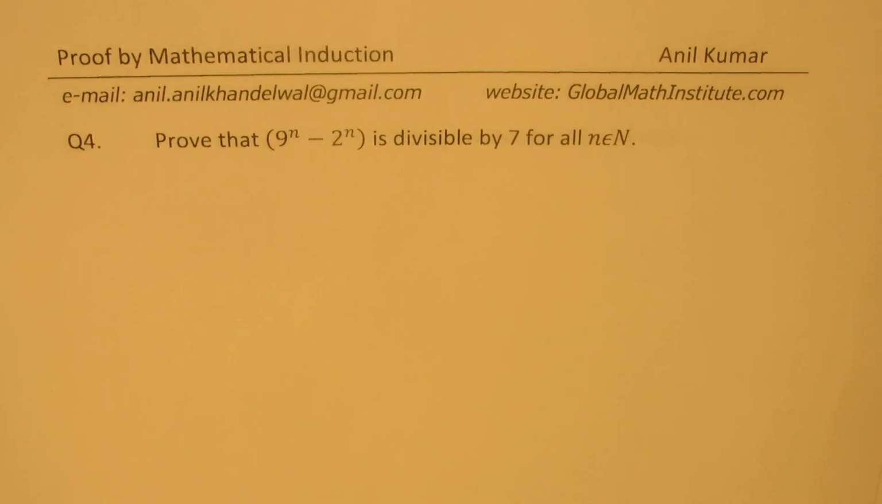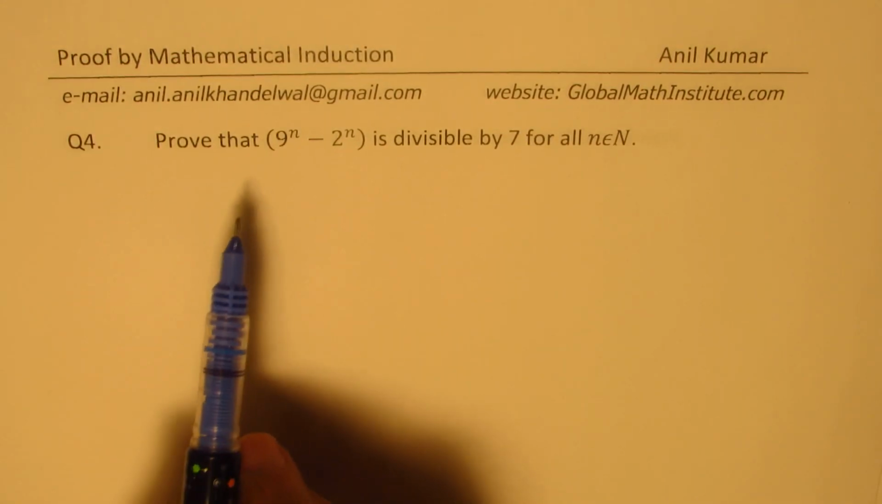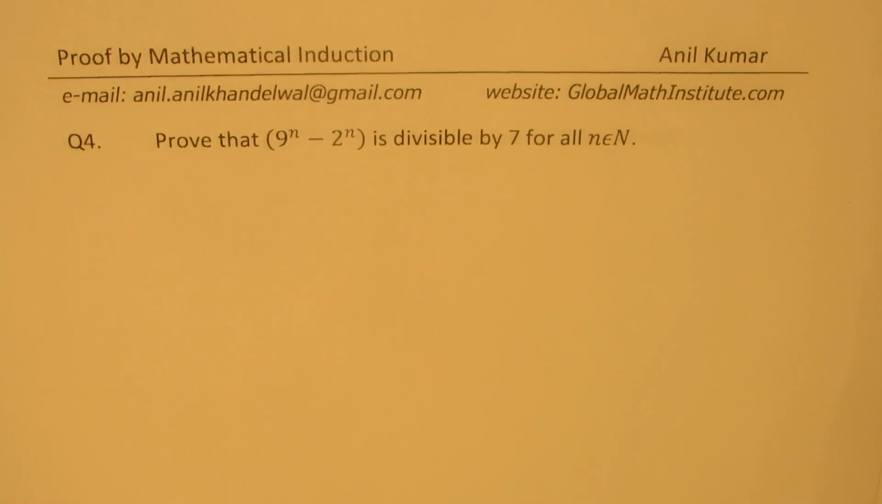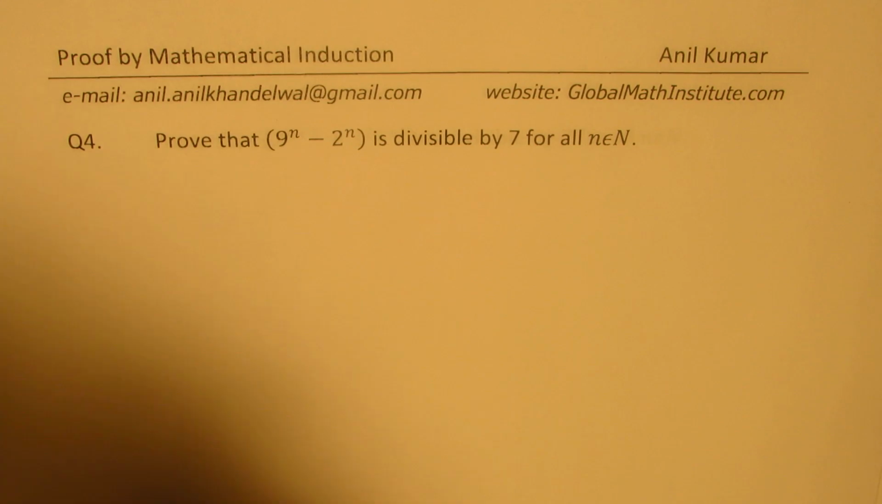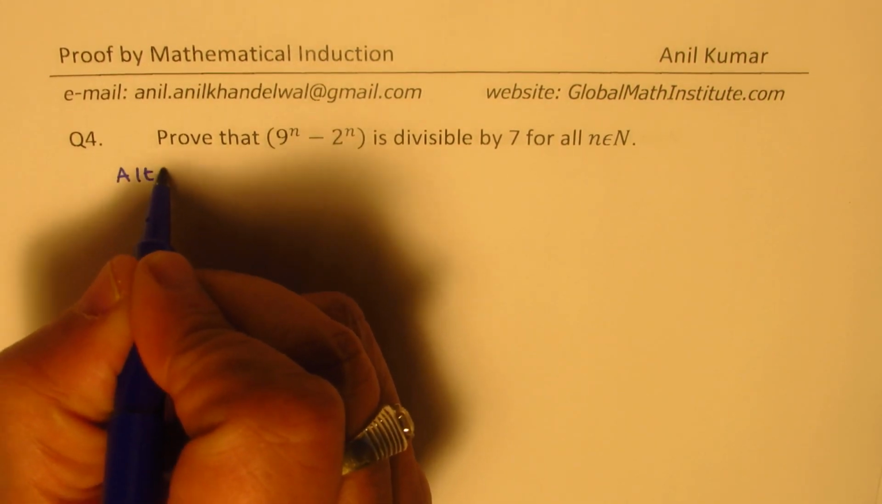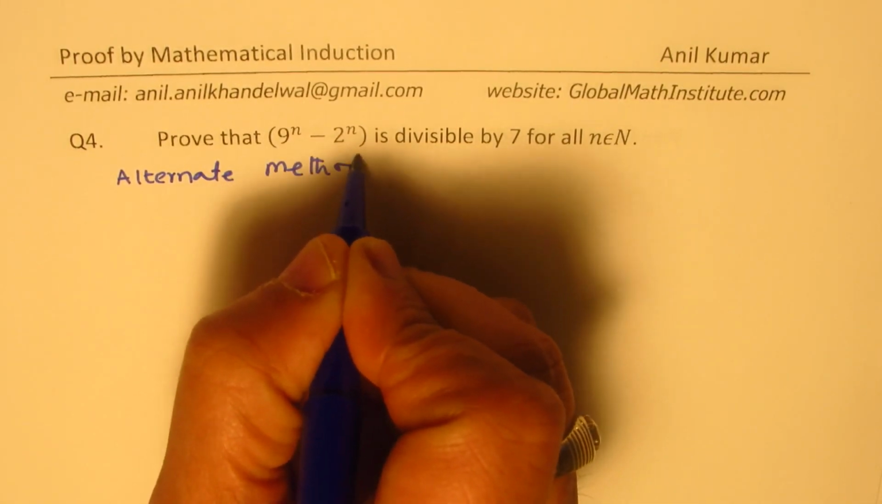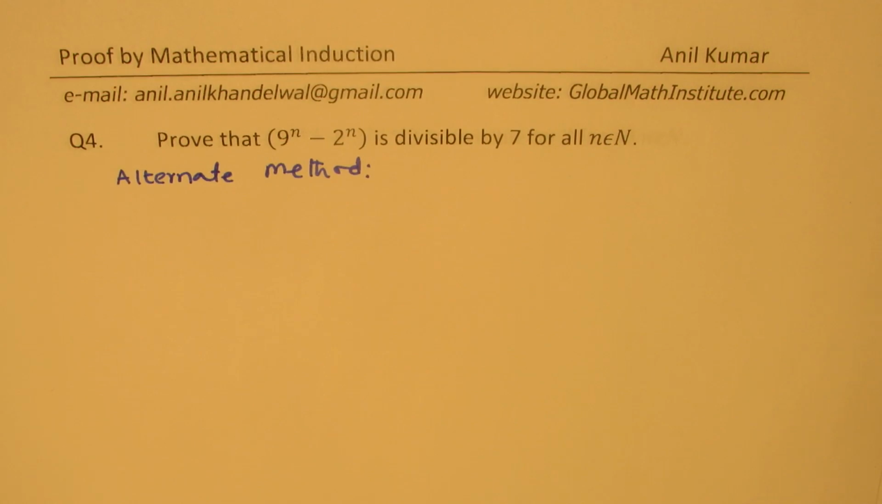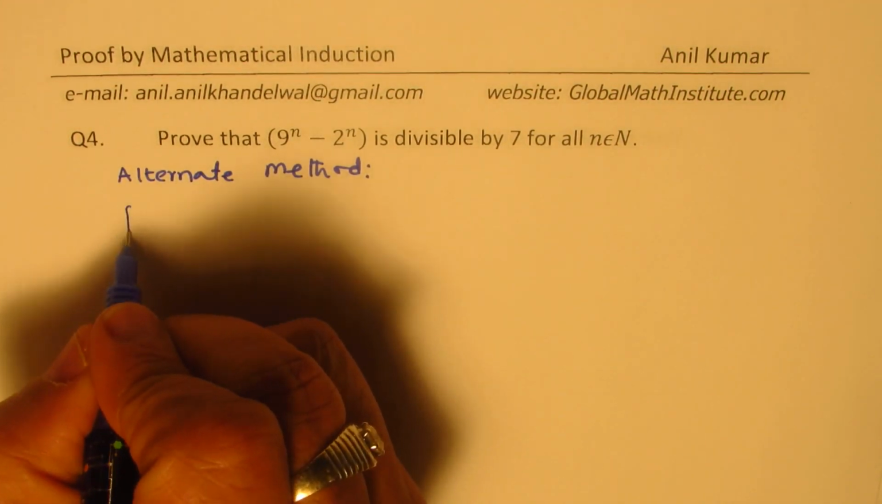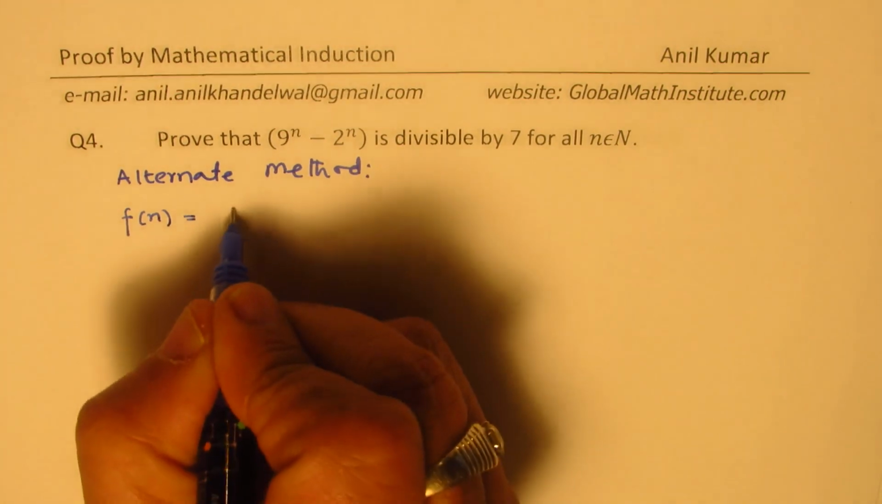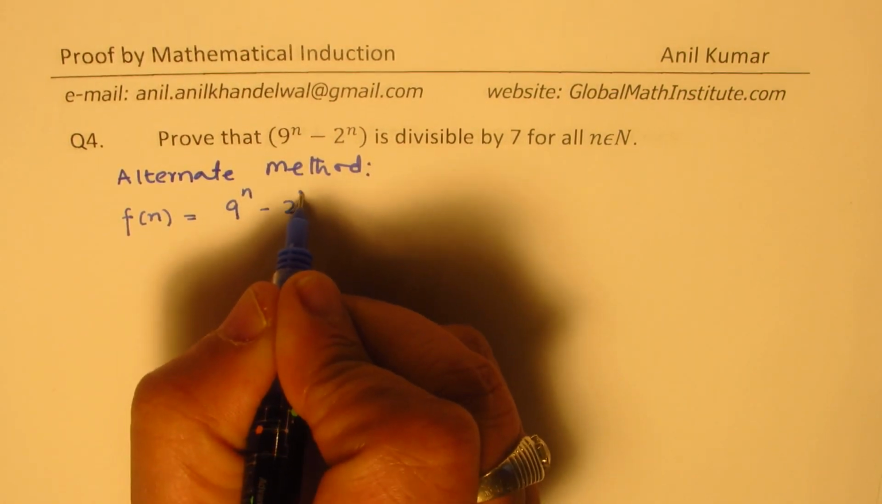So let's continue. Question number 4. Prove that 9 to the power of n minus 2 to the power of n is divisible by 7 for all n belonging to natural numbers. Well, we actually copied our question number 1 here, but I'll prove this with an alternate method, right? So we'll use the alternate method here. We'll again define our function as f(n) equal to 9 to the power of n minus 2 to the power of n.